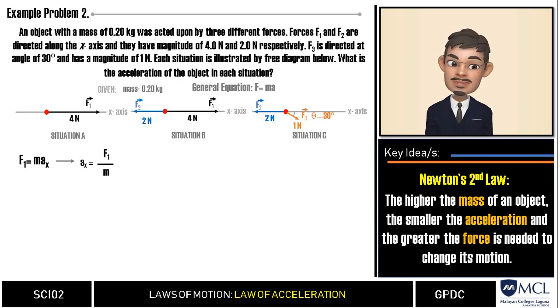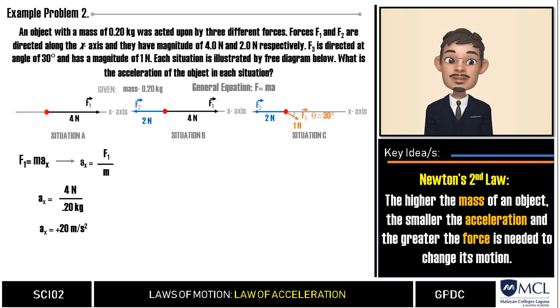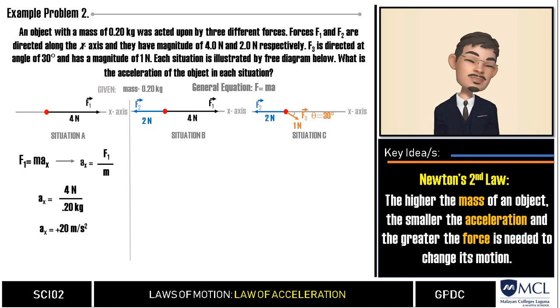F sub 1 is 4 newtons over 0.2 kilogram. Then, our final answer would be 20 meters per second squared. Notice that the value is positive. That means the object accelerates at 20 meters per second squared to the positive x-axis, which is going to the right. We are done now with situation A. Let us have situation B.